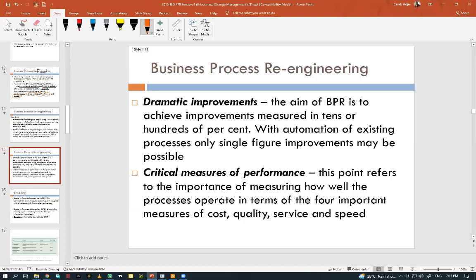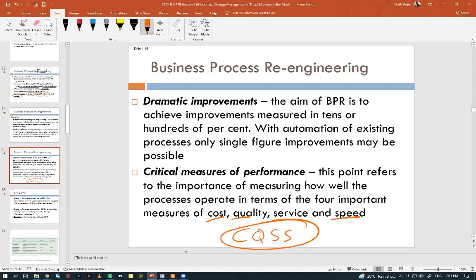Then also we are saying there should be a dramatic improvement. That is the aim of business process reengineering, to achieve an improvement measured in tens or hundreds of percent. With automation of existing processes, only single figures improvement may be possible. Now, what are the critical measures? This point refers to the importance of measuring how well the process operates in terms of four important measures of cost, quality, service, and speed, which are already mentioned. The CQSS: the cost, the quality, the service, and the speed.